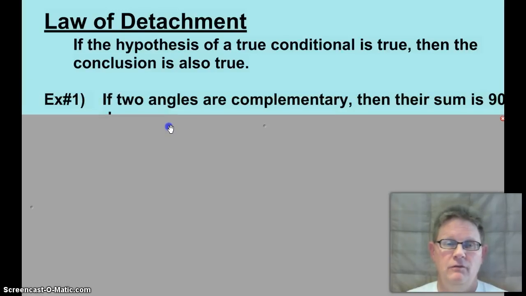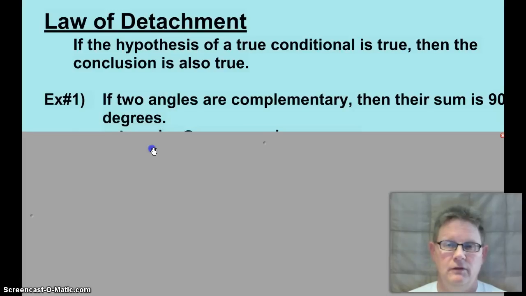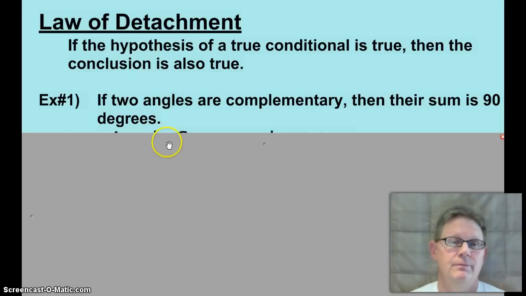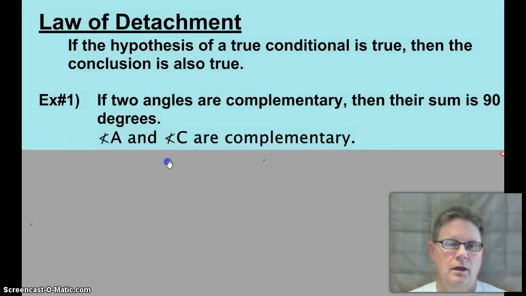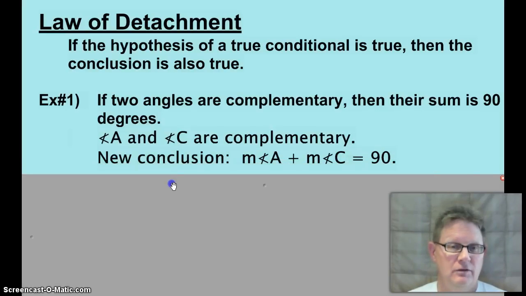Example 1. If two angles are complementary, then their sum is 90 degrees. Angle A and angle C are complementary. We should be able to come up with a new specific conclusion talking about angle A and C. Yes, that new conclusion is the measure of angle A plus the measure of angle C equals 90.